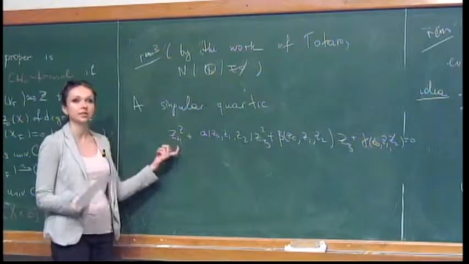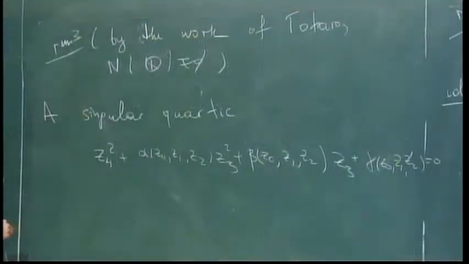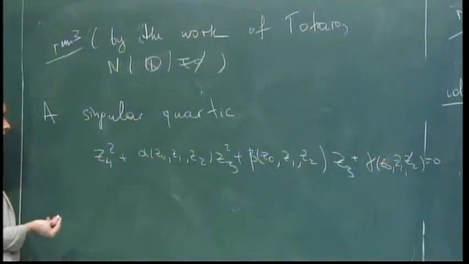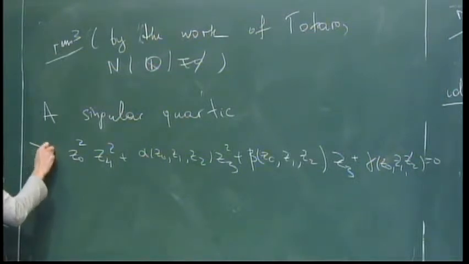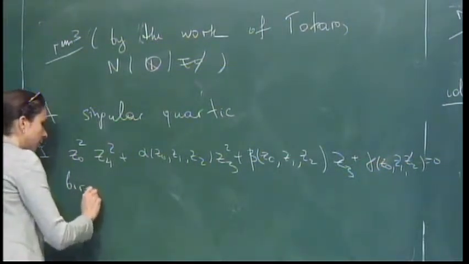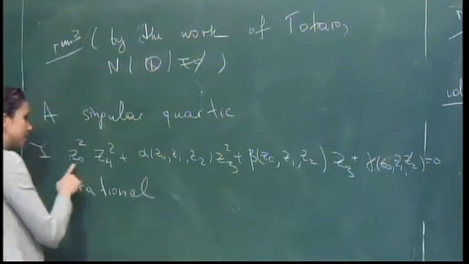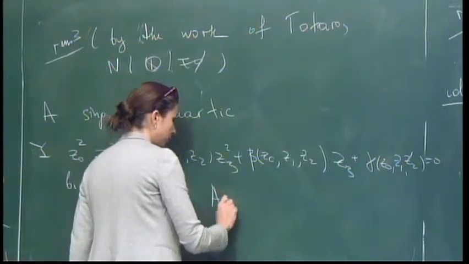There is only one coefficient here which is not of degree 4. The first guess would be to multiply here by Z0 squared. This gives you a quartic, which I will call Y. So what can we say about this Y? First, being easy could be helpful, because this variety is birational to Artin-Mumford, precisely because we put here just this Z0. Birational to Artin-Mumford.